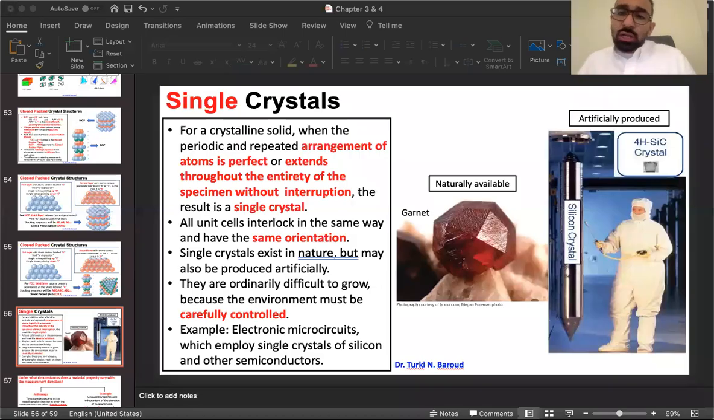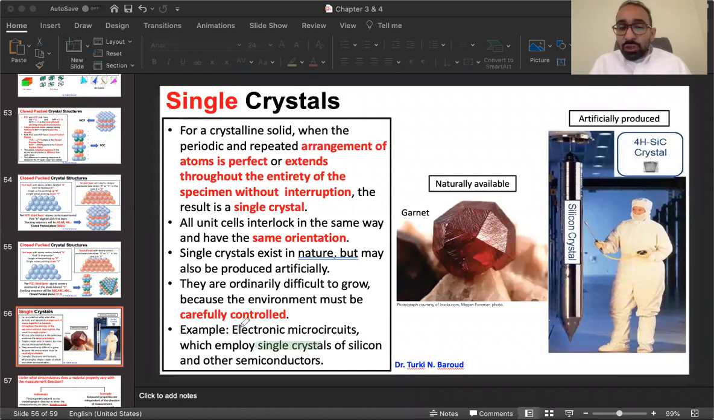Okay, so today we'll talk about the difference between single crystalline material and polycrystalline material. When can we call a material single crystalline? It's a very good question, and not only a good question, it's a very important one, because many technological applications need single crystalline material.